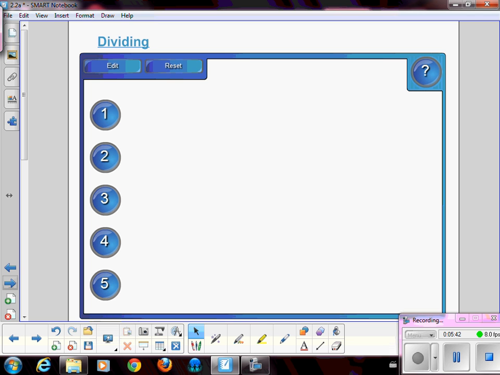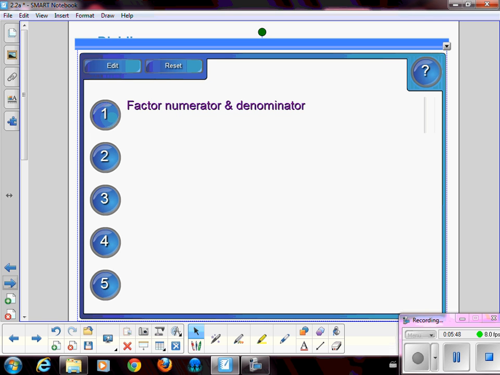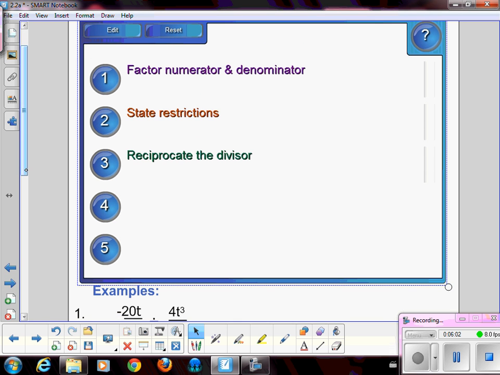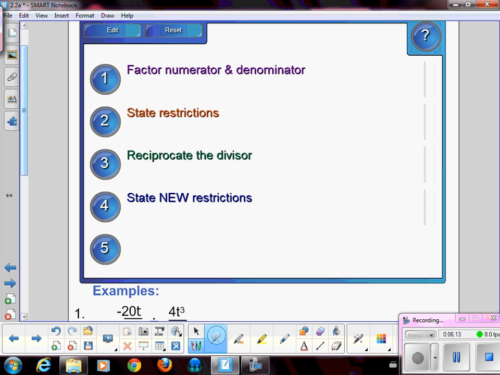Okay, now when we're talking about dividing. Dividing is very similar to multiplying, other than, in a second, factor the numerator and denominator. Same thing. State restrictions. Reciprocate the divisor. So the one you're dividing, flip it around, reciprocate it, then multiply by the reciprocal. But watch what happens here.